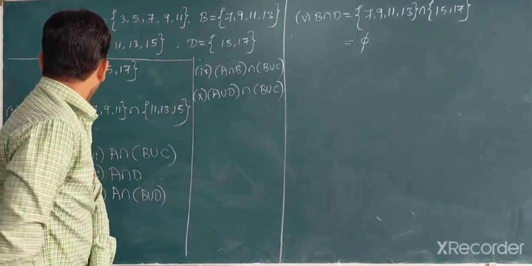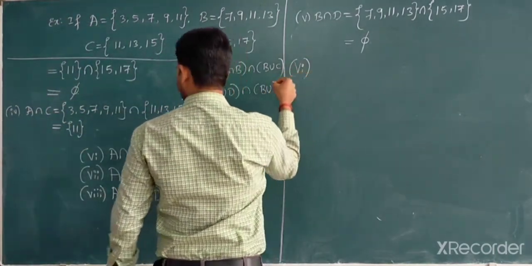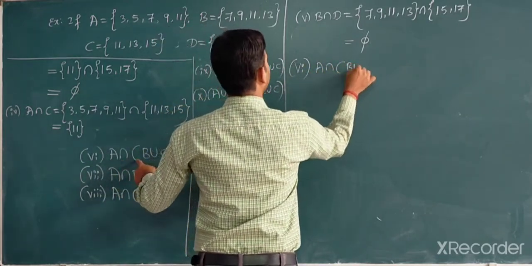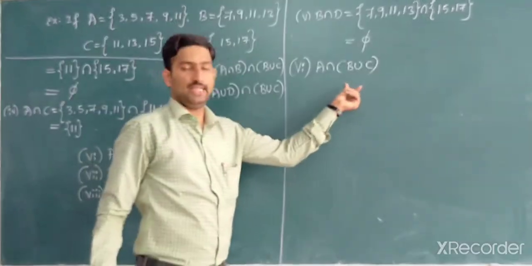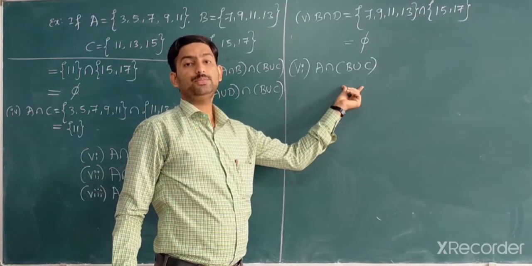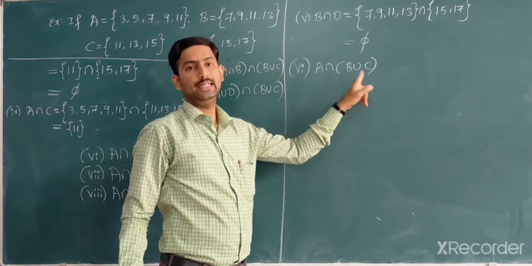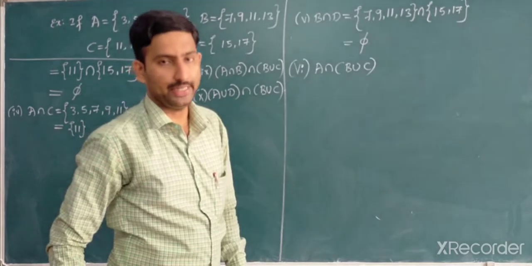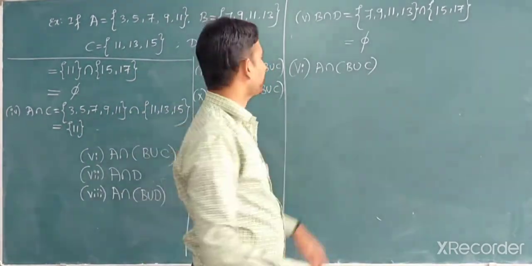Next, we will take the sixth one. A intersection B union C. Correct? You know it comes under properties, properties of intersection of sets. Which property is it? This property is nothing but intersection distributes over union, which is nothing but the distributive property in case of intersection.